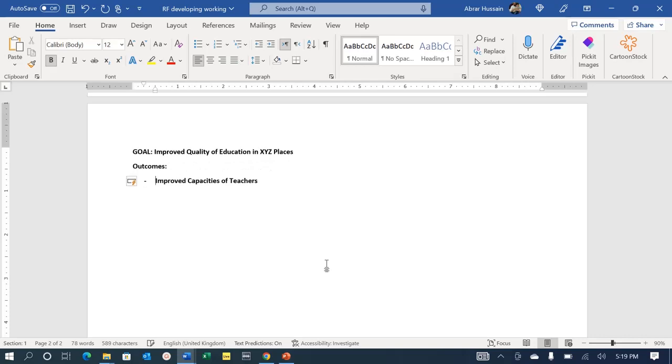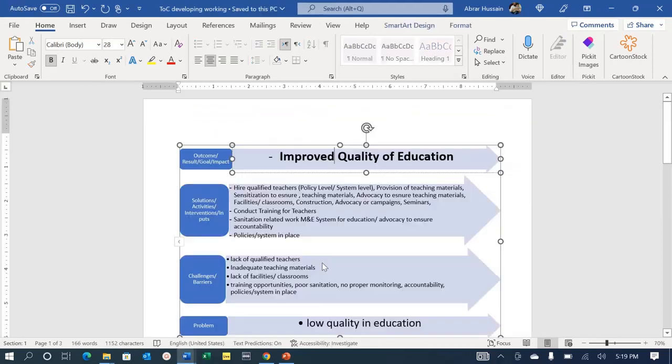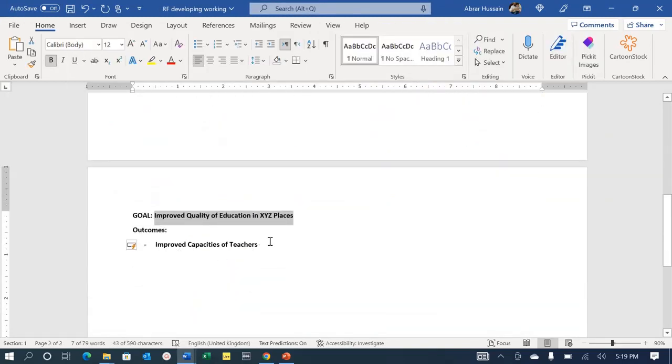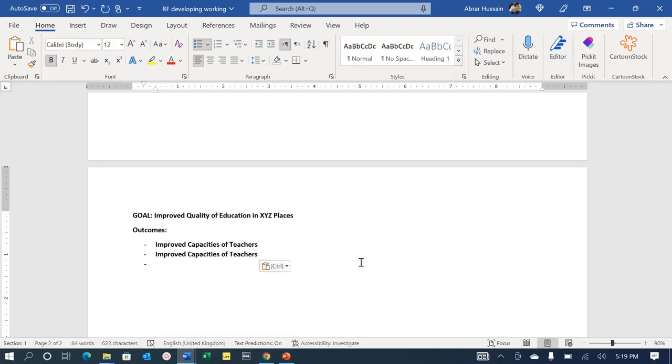There might be different types of outcomes, because for this goal, I need to focus. So my main focus things here, if you see in the TOC, are teachers, materials, classrooms, trainings, etc. So I can develop some outcomes, like one is improved capacity of the teachers, and I can add another outcome, improved classroom environment. I will focus on the classroom environment, and I will focus on the capacities of the teachers.